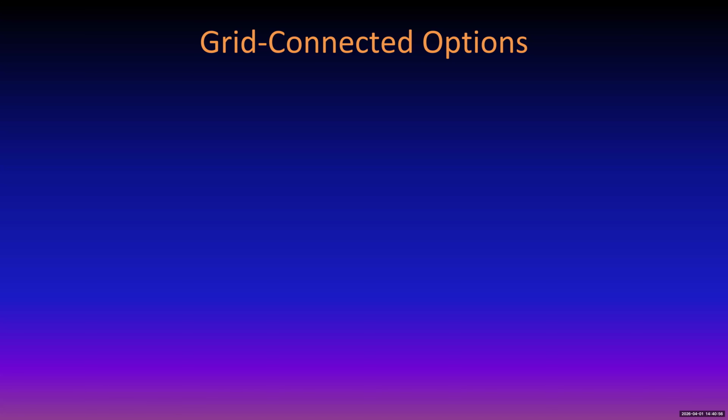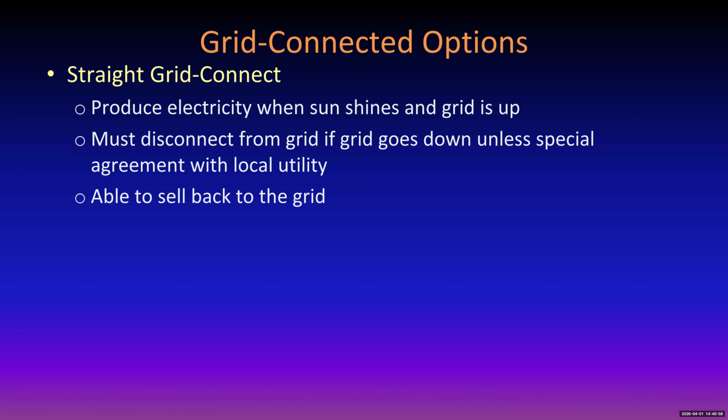Here's the options for connecting to the grid. You can have a straight grid connect. In other words, we'll show the diagram. So it makes electricity when the sun's shining. If the grid goes down, the system has to disconnect unless the utility has a special arrangement, but at least it's able to sell back to the grid.